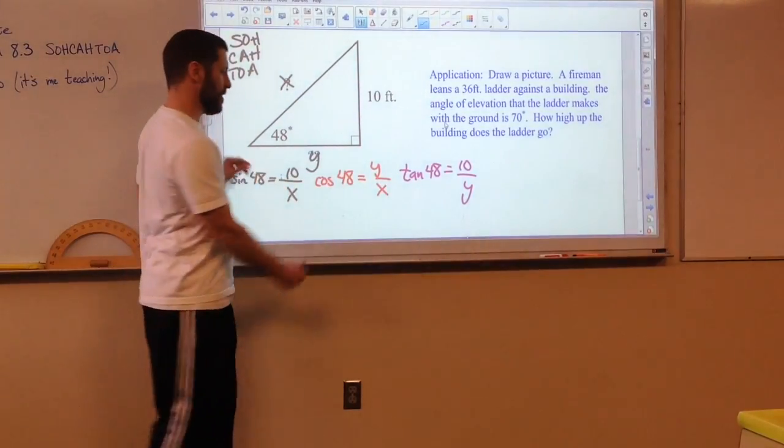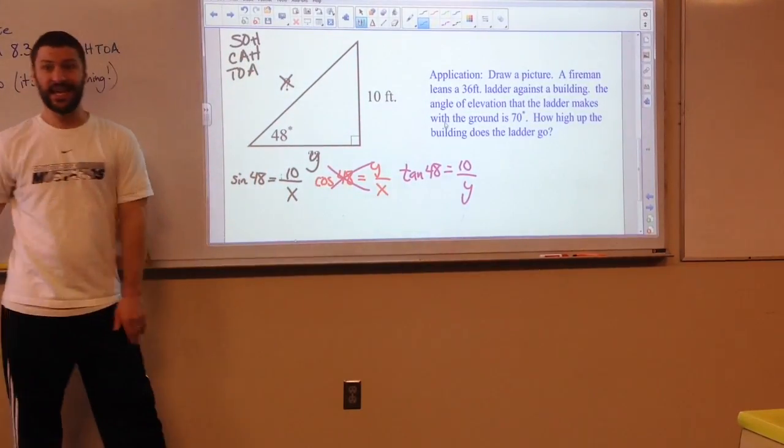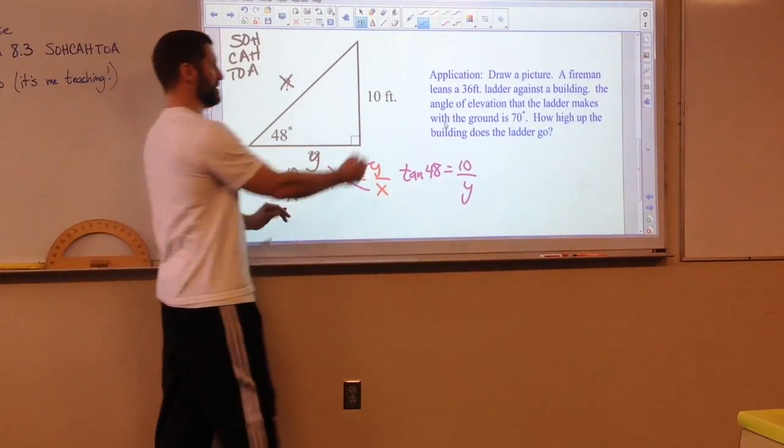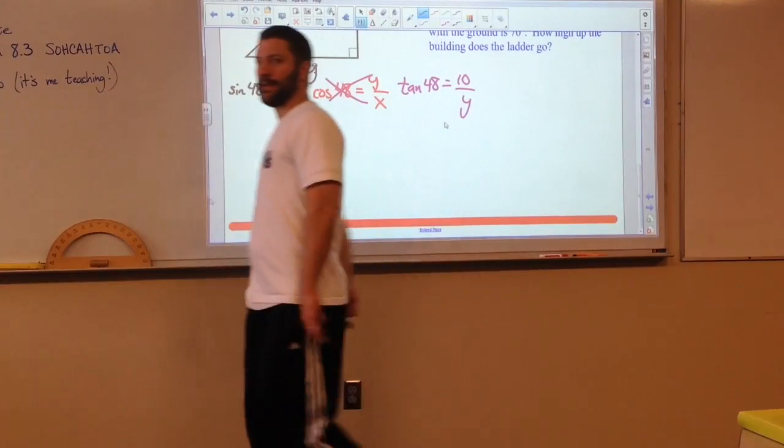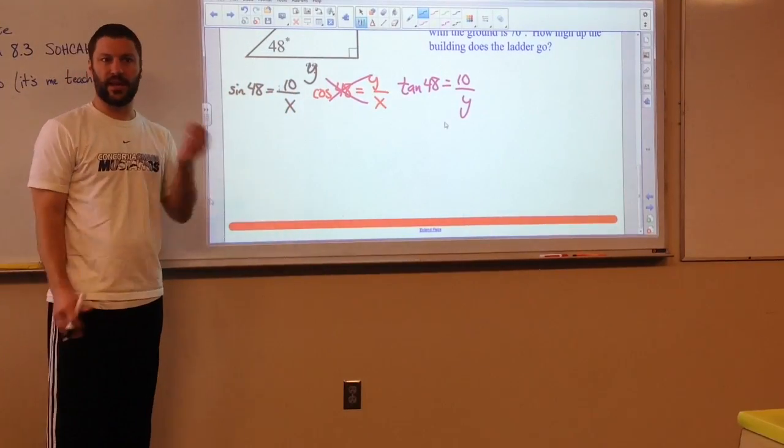This one has x and y, so I get rid of the one that I can't use. That one is not usable. But this other one here, I can do some math with it. All right, so this is going to look familiar, something that I do here.